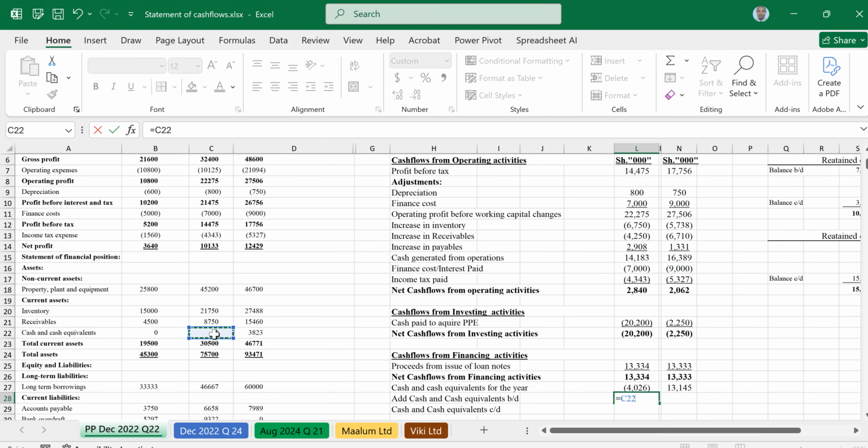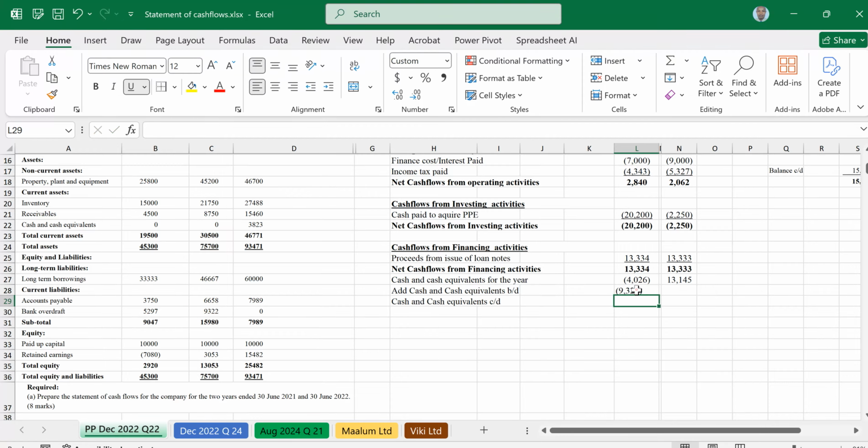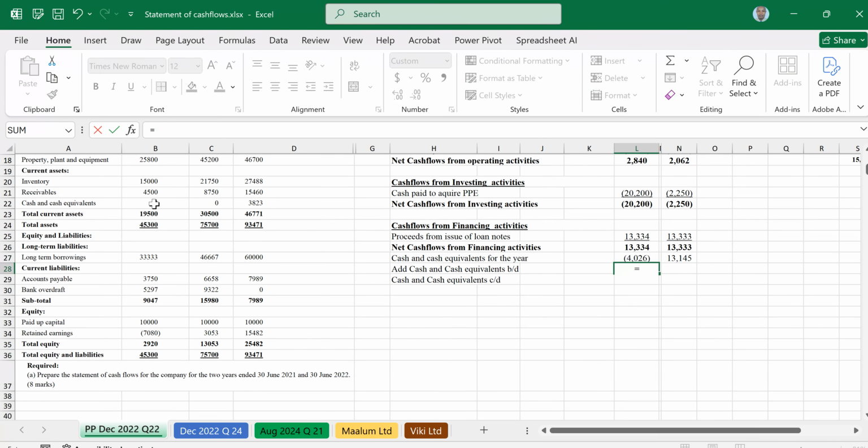0, this is 0, plus bank overdraft of 9322. Not plus but minus, because it is an overdraft, so minus 9322. That looks wrong. That is not brought down, that is carried down. So I'm changing. Brought down will be the one for 2020. That is brought down. So equal sign 0, the other one minus.